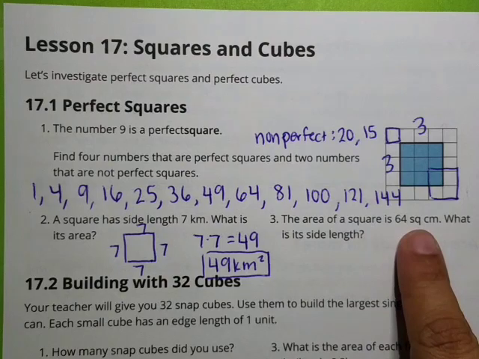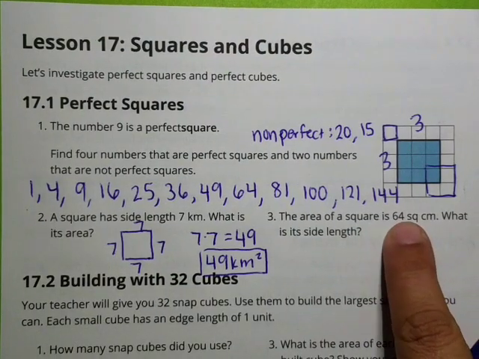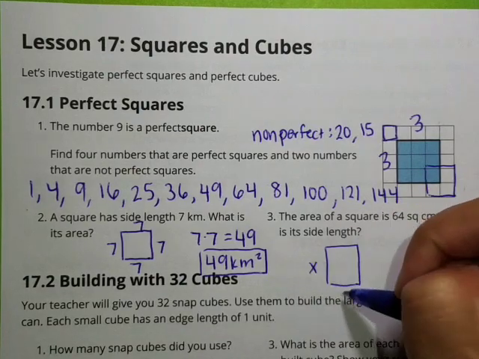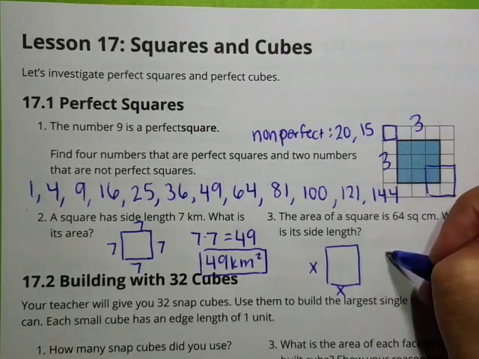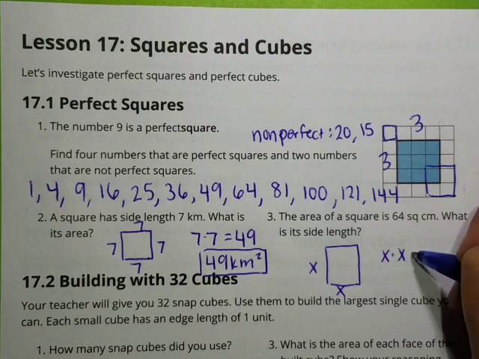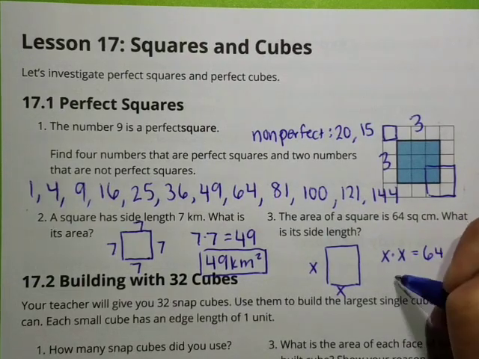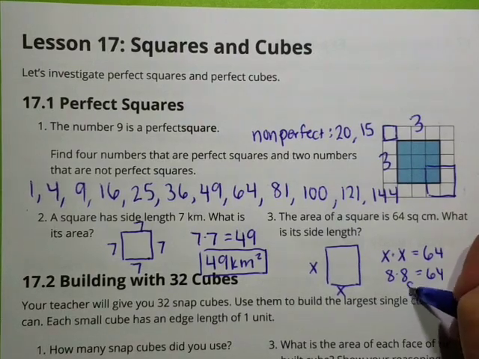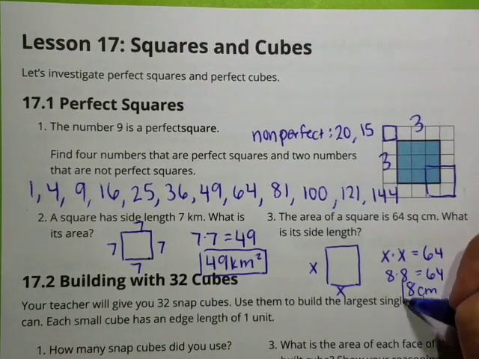The area of a square is 64 square centimeters. So now they're giving us the area. What is its side length? So what times itself gives you 64? So something times itself gives me 64. That would be 8 times 8. So 8 is my side length. So 8 centimeters.